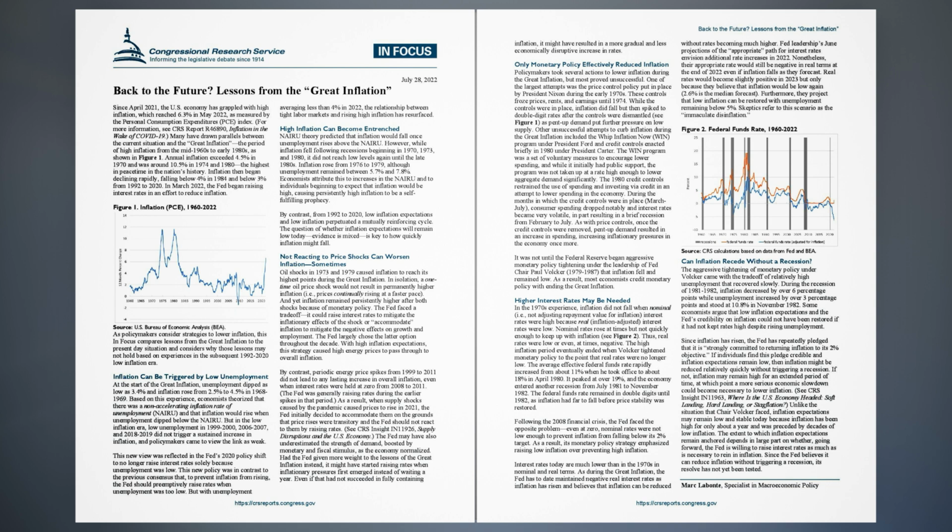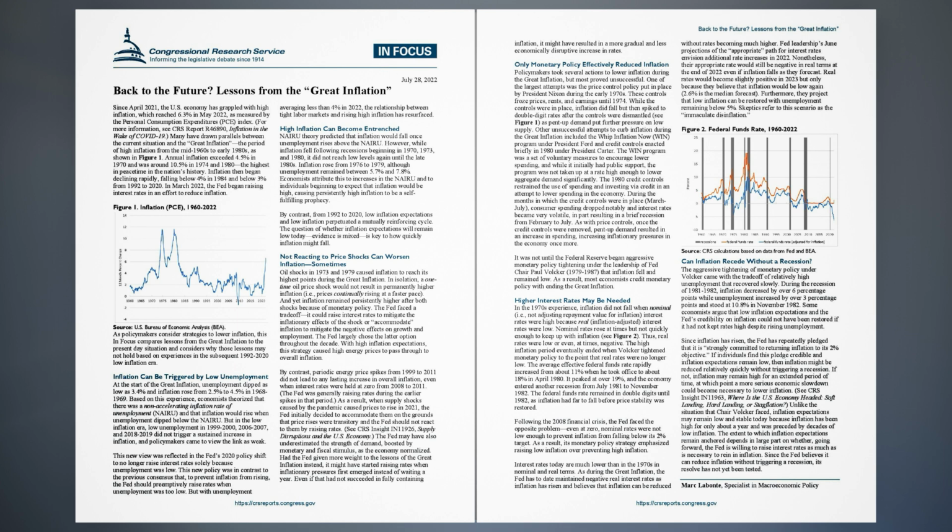Inflation can be triggered by low unemployment. At the start of the Great Inflation, unemployment dipped as low as 3.4% and inflation rose from 2.5% to 4.5% in 1968-1969. Based on this experience, economists theorized that there was a non-accelerating inflation rate of unemployment, NIRU, and that inflation would rise when unemployment dipped below the NIRU. But in the low inflation era, low unemployment in 1999-2000, 2006-2007, and 2018-2019 did not trigger a sustained increase in inflation, and policymakers came to view the link as weak.